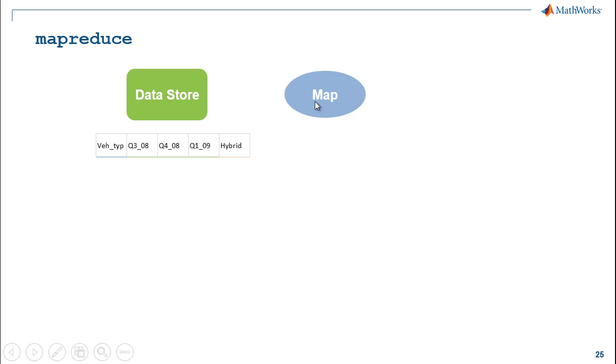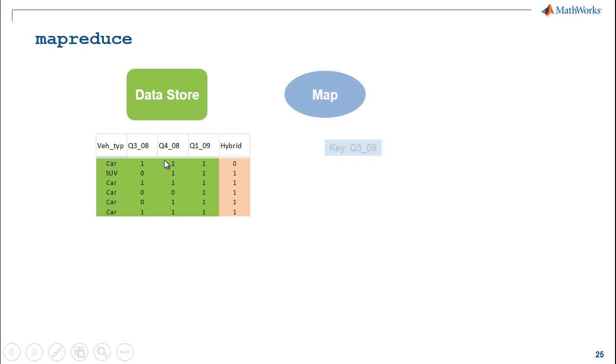In the mapping phase, we read in chunk by chunk from the datastore. And for each chunk, we will run it through what's called the mapping function. The mapping function is something we write, and we can really do whatever we want to the data in the mapping function. In this case, we would apply some operation by what's called the key, which is a grouping variable. So for example, our first key would be Q3 2008.